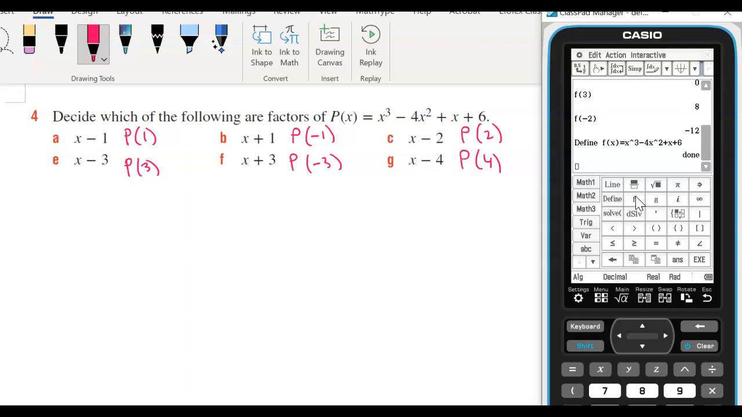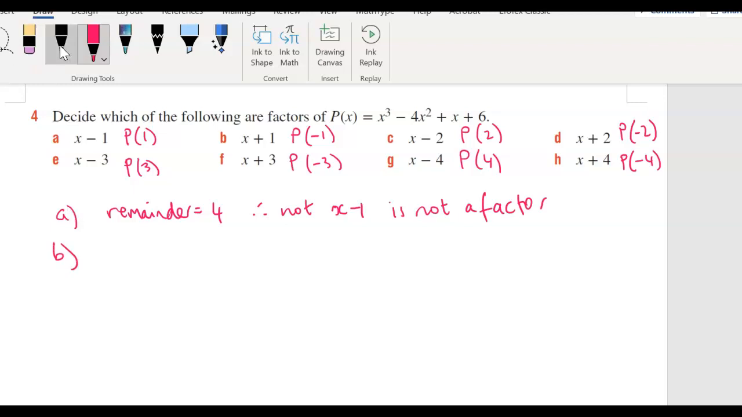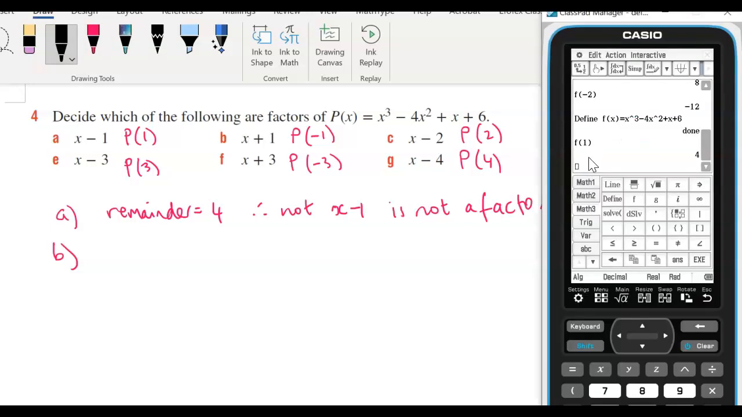So for question A, all we need to do is ask the calculator to work out f of 1. It's 4. So let's write our answers down here. We get a remainder equals 4, therefore not a factor. So x minus 1 is not a factor. I'm not going to keep writing that. We'll just say what the remainder is and whether it's a factor or not, because that's going to take me forever. But what won't take you forever is putting it into your calculator.